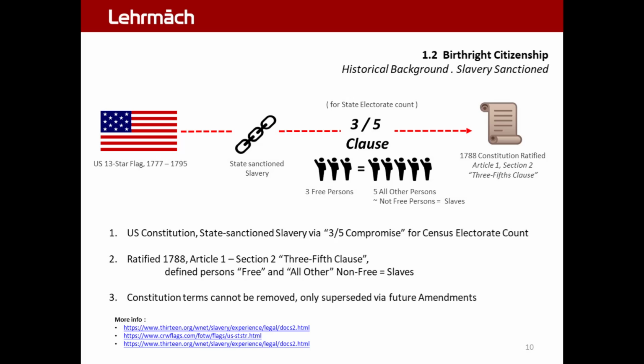When the U.S. Republic was established in 1777, slavery was part of the census population count for state electoral powers, embodied in the Three-Fifth Compromise, also called the Connecticut Compromise. In 1788, this requisite was formally codified into the U.S. Constitution as Article 1, Section 2, Three-Fifth Clause, that for every 3 free men will equal 5 all others, or slaves, in counting each state's population census.